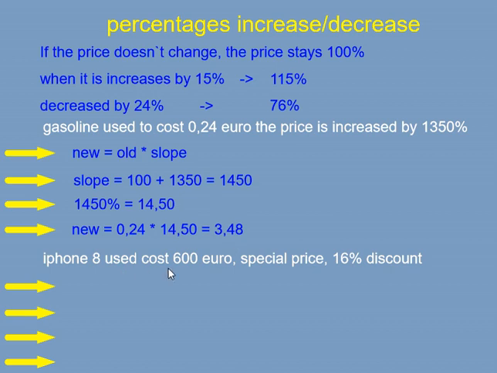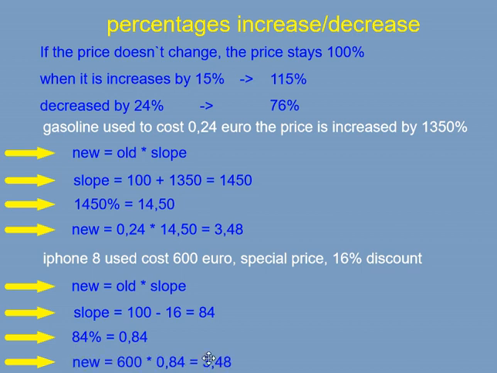iPhone 8 used to cost €600. Special price only for you, 16% discount. You use the formula new is old times slope. What is the slope? 100 minus 16 because it's a discount. It doesn't stay the same, it's decreased by 16, so 84. And then the slope is 0.84.